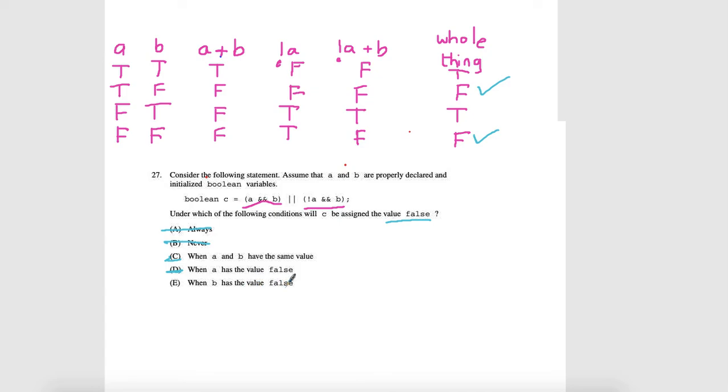When B has the value false, that's here and also here, those are the two rows that I'm looking for, because that's false in the same row where the whole thing is false. So the correct answer has to be answer choice E.